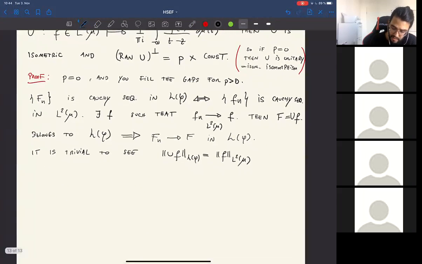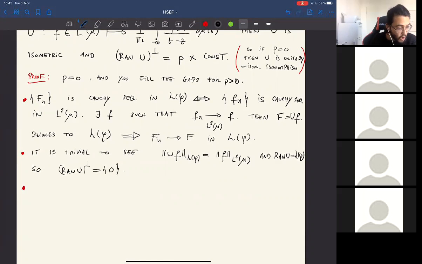So it is isometric. And what is the range of U? Well, by definition, I define the space as being the range of U. And the kernel of U is empty, of course. Okay, so another part which is trivial. So this was the first part, and this was the second part. So now we'll go to another part.